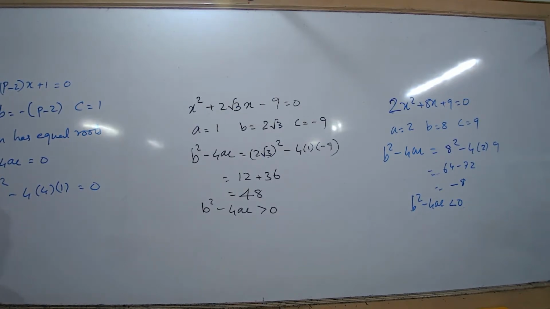Hope all of you are following. Therefore, (p minus 2) whole square minus 16 is equal to 0. Yes or no? So then find out the value of p. Let me see who is going to do it. You made a mistake now. How did you get that?